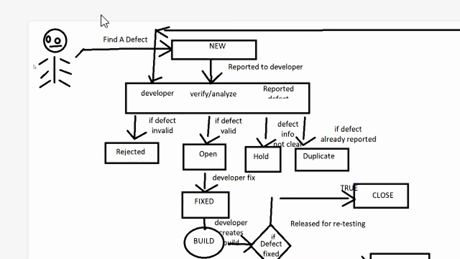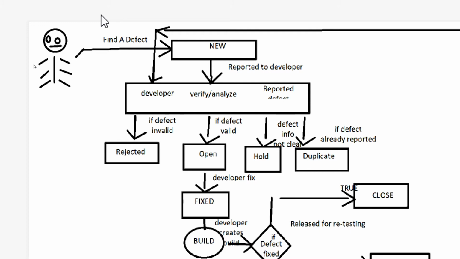The order in which defects are to be resolved is called defect priority. Here also we can have levels, the same way we discussed defect severity levels. So what are the defect priority levels we can have? Very high, that is P0. High means P1, P2 means medium priority, and P3 means low priority.